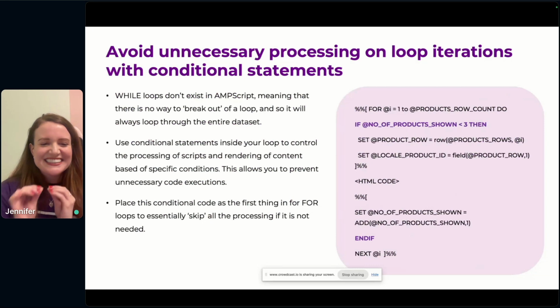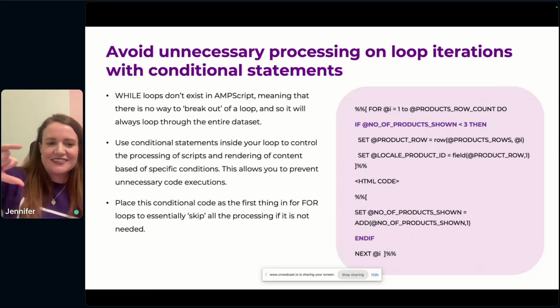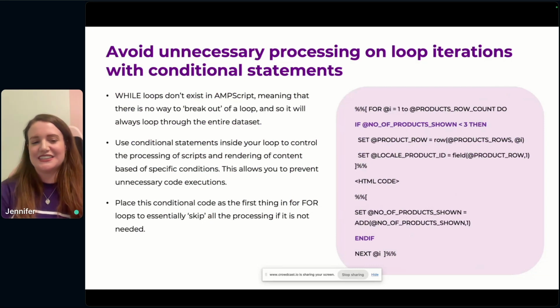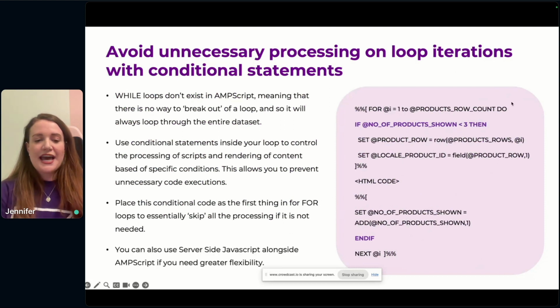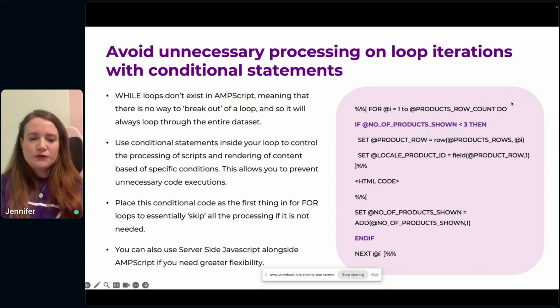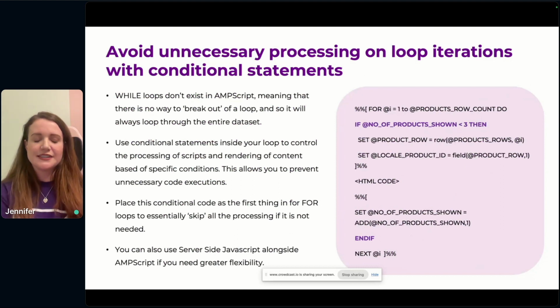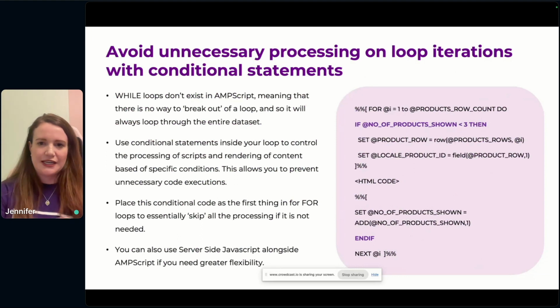So place this conditional code as the first thing inside your for loop to essentially skip all the processing if it's not needed. I just want to mention as well, you can also use server-side JavaScript alongside AMPScript to do this. It's a little bit more technical, but if you need greater flexibility, it is an option. If anyone wants me to talk them through how to do that, just give me a shout. I'd be very happy to take you through that.